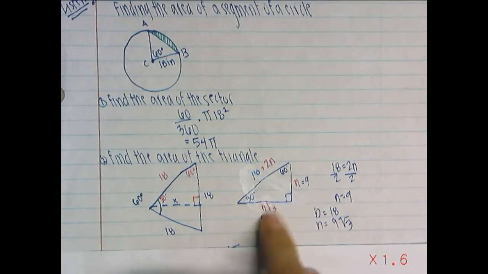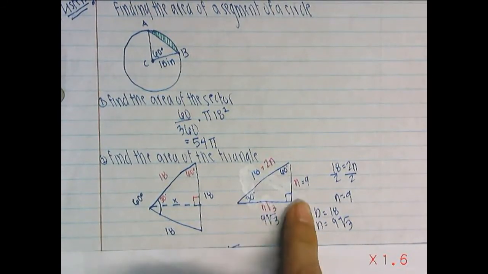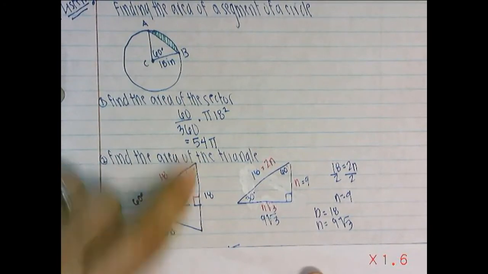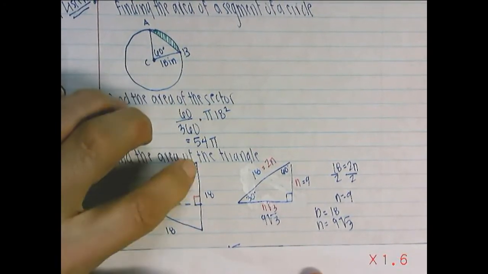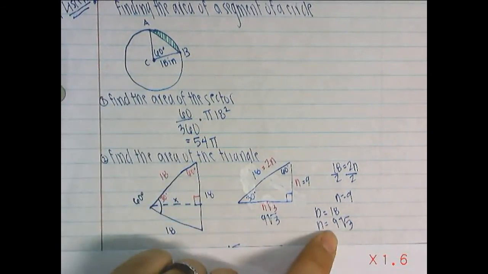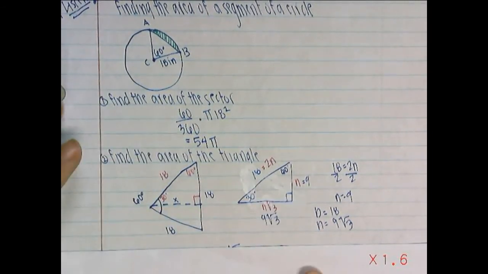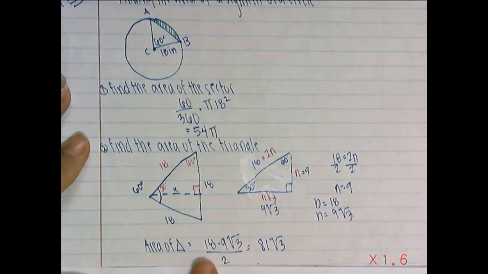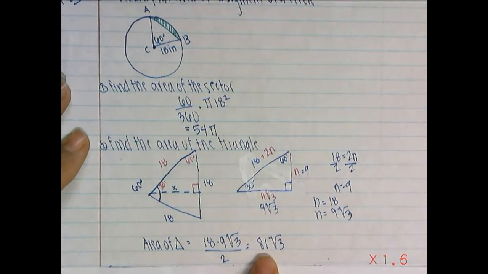Well, across from your 60, which is technically your height, would then be n root 3, which is 9 root 3. So now I know my base, this whole thing, is 18. If half of it was 9, then the other half would be 9, and the whole thing would be 18. And my height is 9 root 3. I'm going to multiply the two together and divide by 2. Base times height divided by 2. 18 times 9 divided by 2, with root 3, of course, would be 81 root 3.